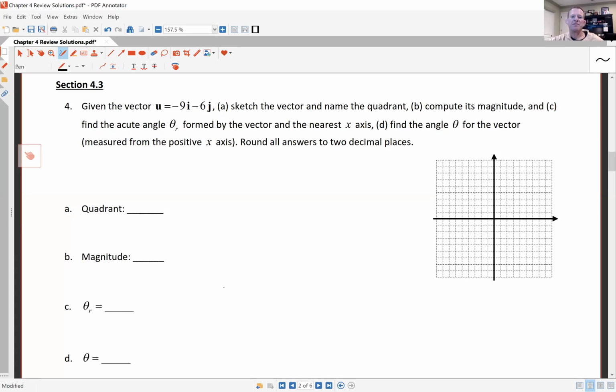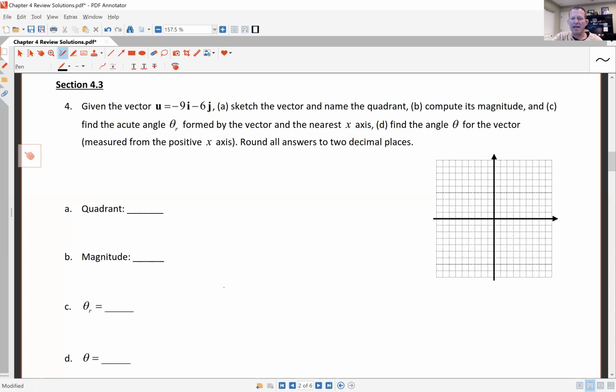This video covers the review for section 4.3 in trigonometry, vectors. Given the vector u equals negative 9i minus 6j, let's sketch that vector and name the quadrant.